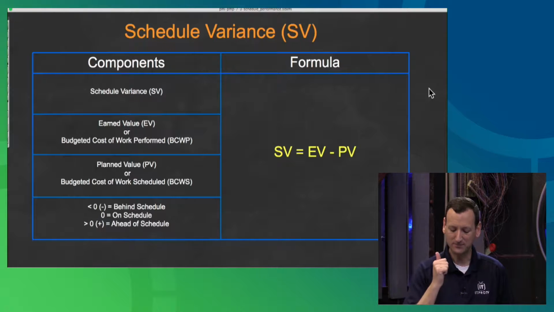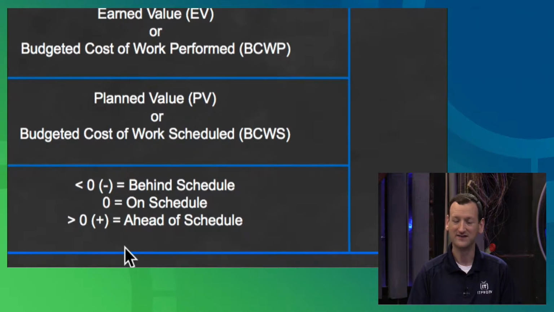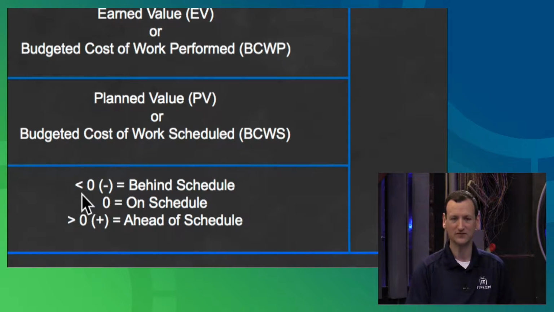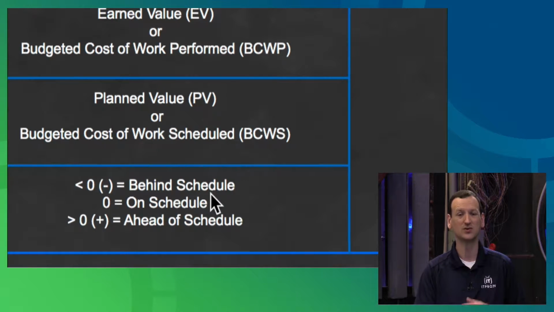All right. If it's a positive number, then we're ahead of schedule. More work has gotten done than what we anticipated. That may be good or bad, right? If it's a 0, we're right on schedule. Things are perfect. And if it's less than 0, if it's a negative number, then we're behind schedule. Now we've got a problem, okay? So those are the 3 possible outcomes of this formula.